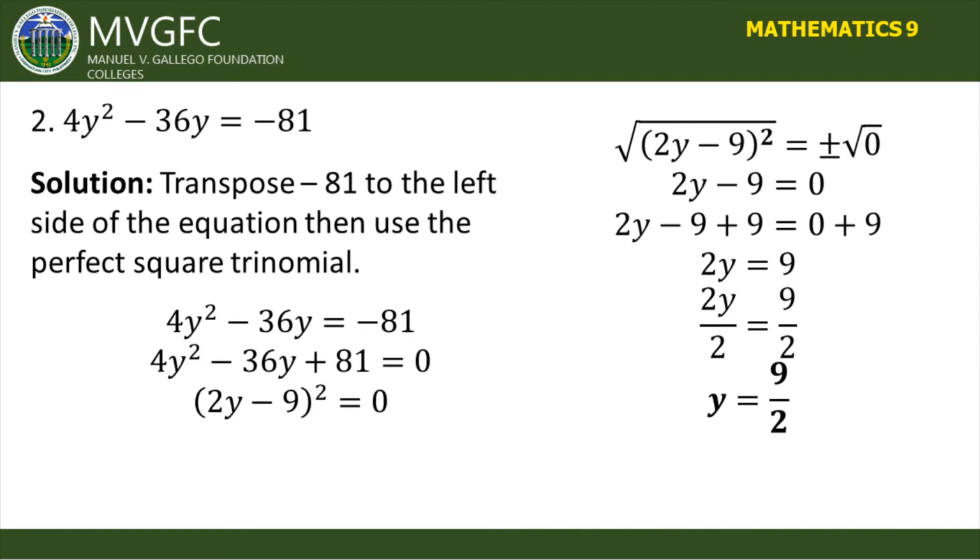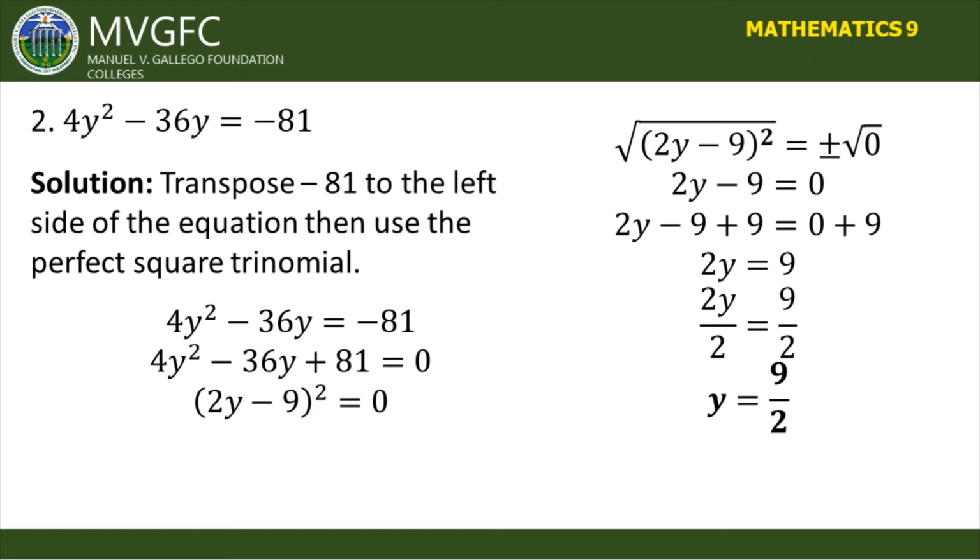So the square root of quantity 2y minus 9 squared is equal to plus or minus the square root of 0. So cancel it out. We have now 2y minus 9 is equal to 0. Again, we can use the transposition method or the addition property of equality. I use the APE, so we have now 2y minus 9 plus 9 is equal to 0 plus 9. Then, we have now 2y is equal to 9.